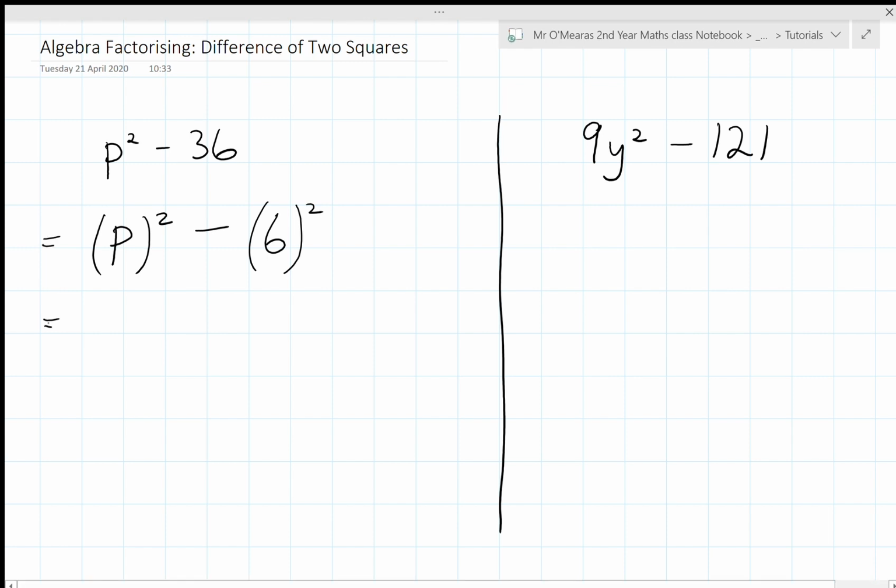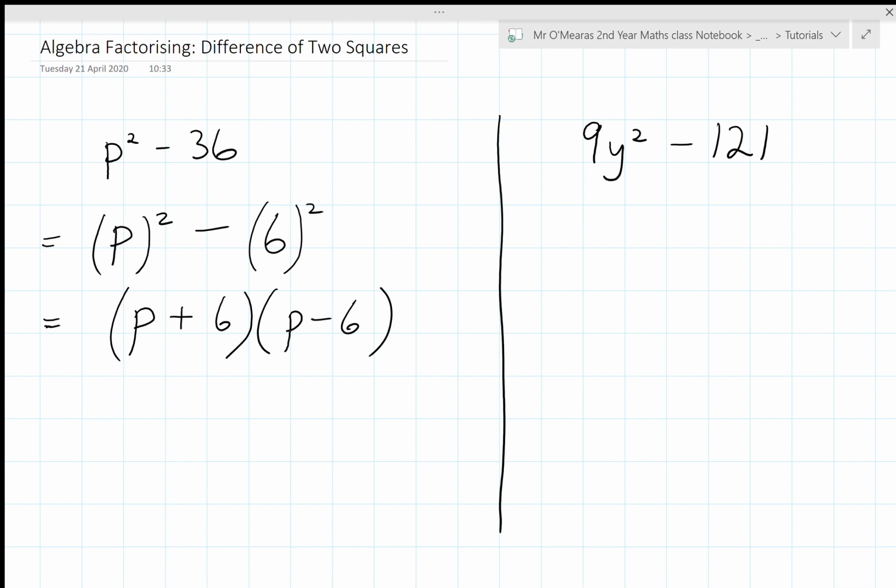The only step after that to finish off is to take the p and the 6, your two factors that we found, and write them out like that, because if you multiply p plus 6 by p minus 6, when you expand out that bracket you end up with p squared minus 36. That's it done. Second example, 9y squared.